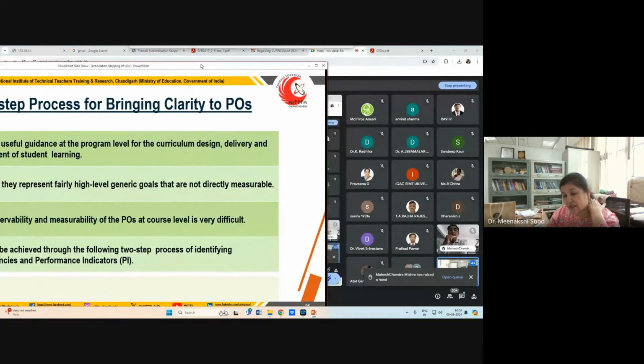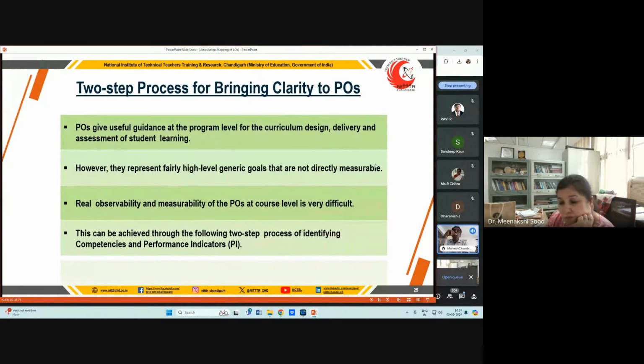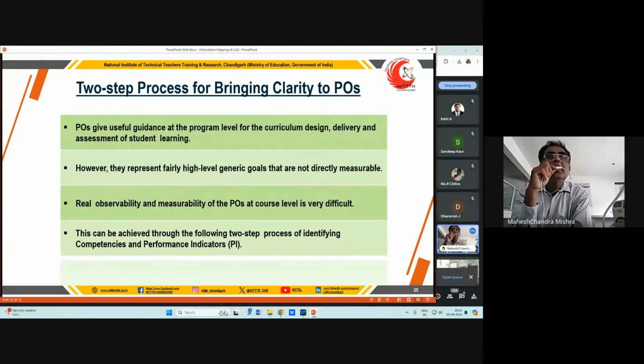Yeah, Mahesh Chandra. Yes, sir. There is a question, ma'am, actually a query regarding program specific outcome. Yes, sir.